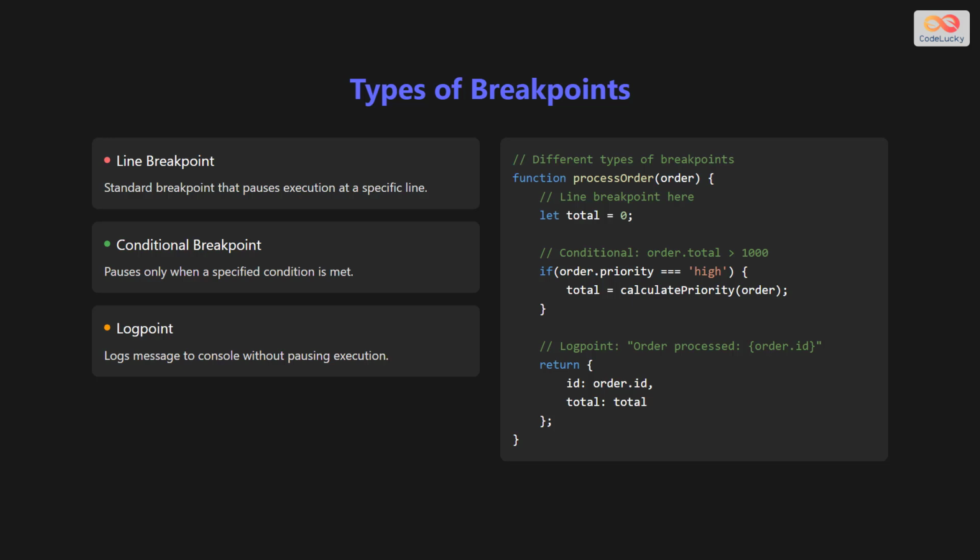In the code, we have a function named processOrder. A line breakpoint is added at the start of the function, and a conditional breakpoint is set inside the if condition, and a log point is added inside the function before the return statement.